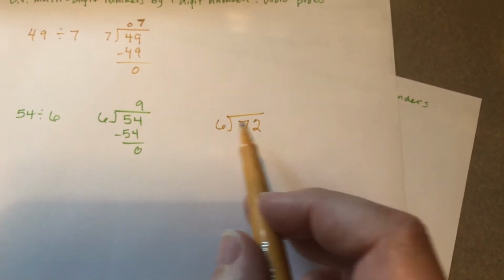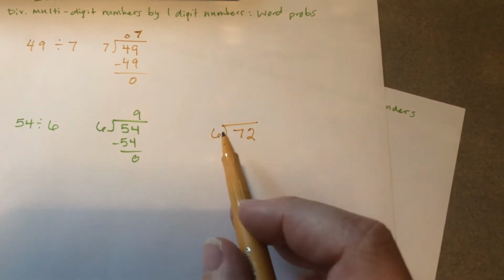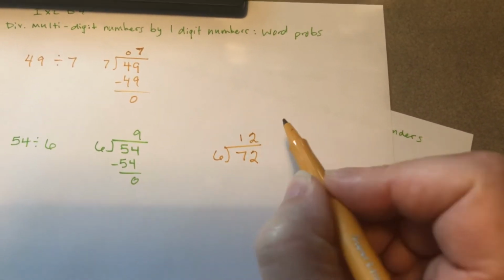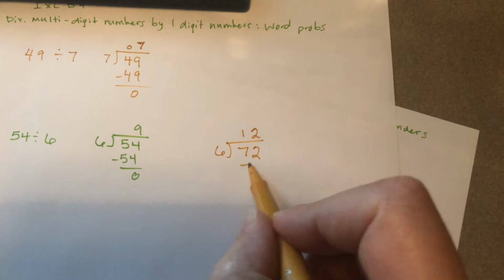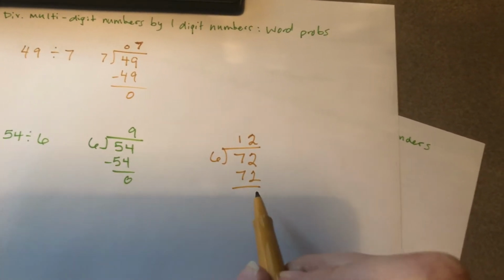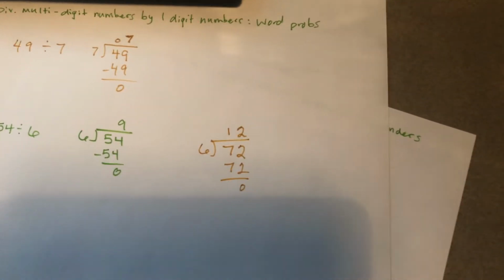Well, I know 6 times 10 is 60. 6 times 11 is 66. So this would be 6 times 12. 6 times 12 is 72. And that would be 0 left.